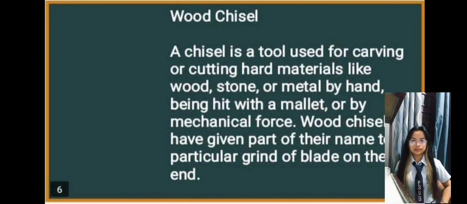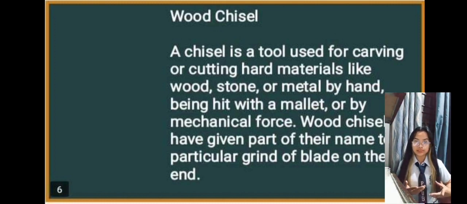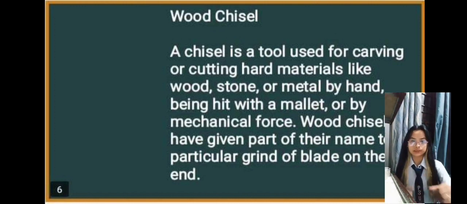Wood chisel. A wood chisel is a tool used for carving or cutting hard materials like wood, stone, and metal by hand. Being hit with a mallet by a mechanical force, wood chisels have given part of their name to a particular grind of blade and their end. A wood chisel can remove glue, shave rough surfaces, round off edges, and carve mortises. These methods will be demonstrated and will also show you how to sharpen your chisel. The wood chisel is a crucial component in your toolkit.